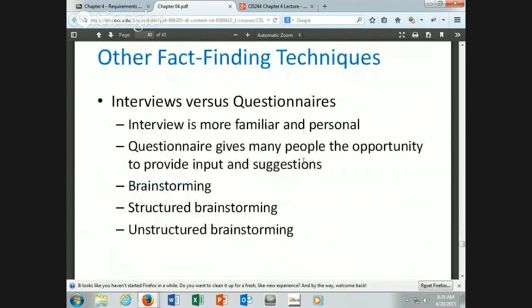So interviews versus questionnaires. Interview: more familiar, more personal. Questionnaire: quicker, faster. How about a combination of both? If we have some time. Brainstorming, structured brainstorming, unstructured brainstorming, that's kind of where we started. You just throw ideas, we'll throw them on the board, and then we'll sort them out later. Right?